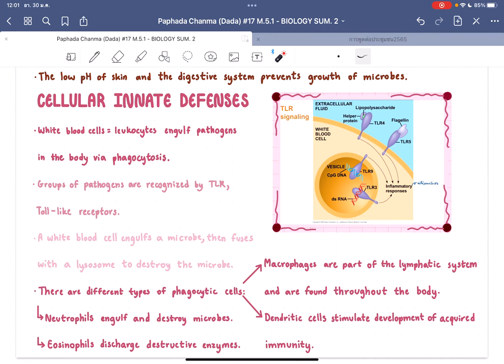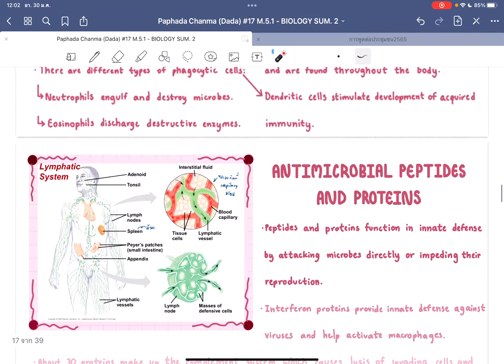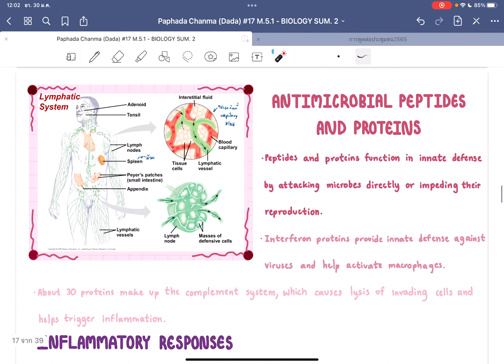There are different types of phagocytic cells. The first one is neutrophils, which engulf and destroy microbes. The second one is eosinophils, which discharge destructive enzymes. A third one is macrophages, which are part of the lymphatic system and are found throughout the body. The fourth one is the dendritic cell, which stimulates the development of acquired immunity. And this is the picture.